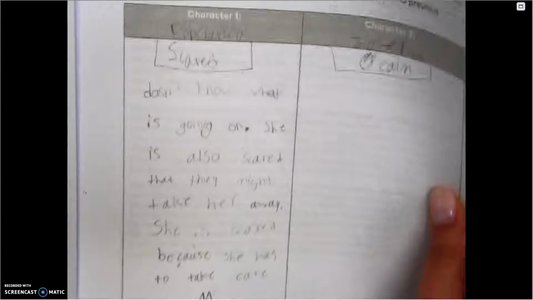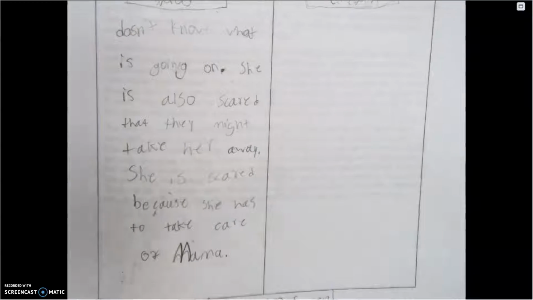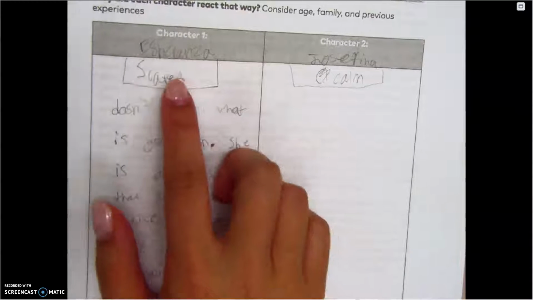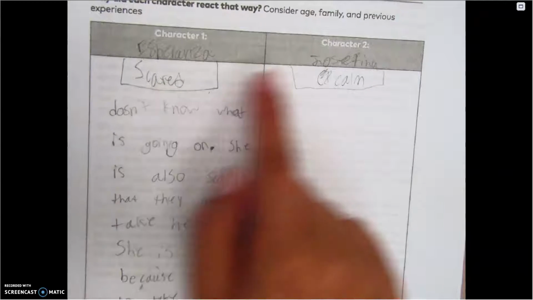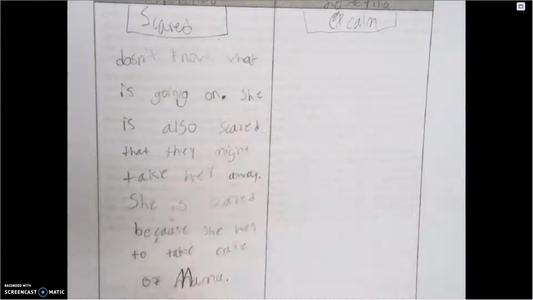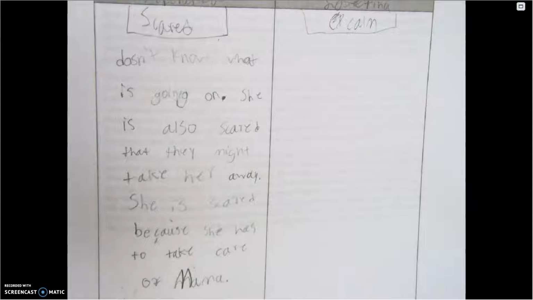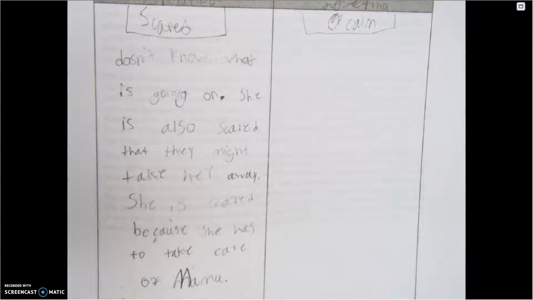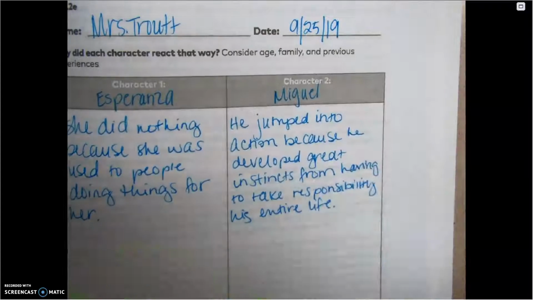This is Anthony's character 1. I like how he did it. What he did was he broke it down and just wrote the reactions first. So Esperanza's scared, Josefina's calm, and then he wrote down why. She doesn't know what is going on. That's one reason. Another reason is she's also scared that they might take her away. And then a third reason is because she needed to take care of Mama. Not only did he tell me the reactions, he took it a step further and he came up with so many reasons as to why she would react that way. Thank you for going above and beyond.